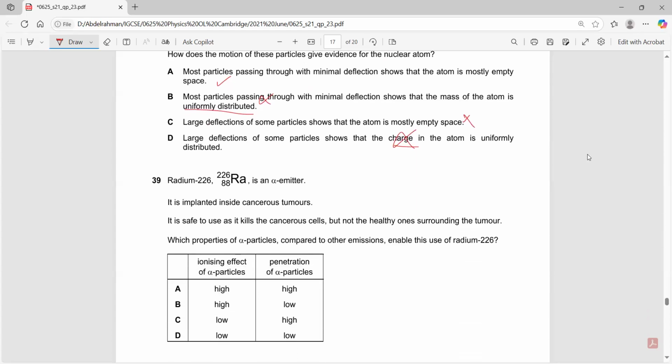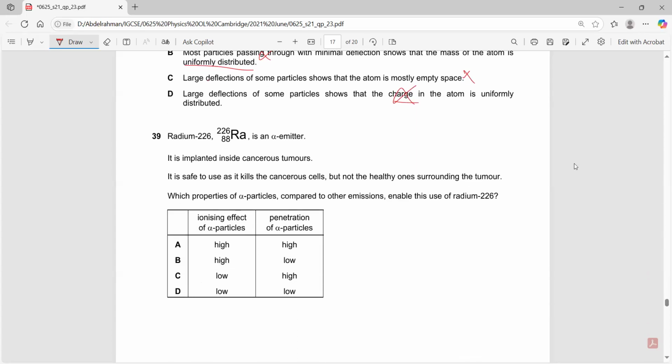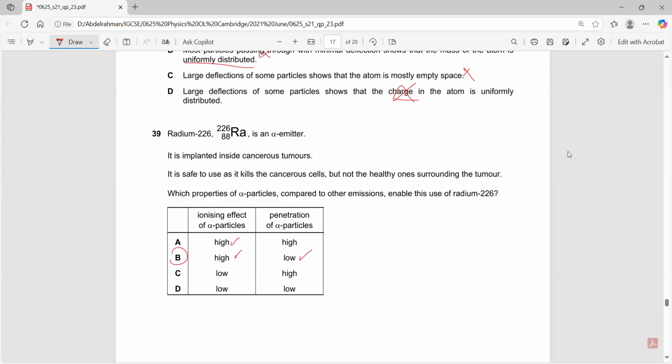Radium is an alpha emitter. It is implanted inside cancerous tumors. It is safe to use because it kills the cancerous cells, but not the healthy ones surrounding the tumor. Which properties of alpha particles compared to other emissions enable this use of radium? The ionizing effect, is it high or low? We know that alpha is high. The penetration, is it high or low? We know that it is low. That's all you need to say.